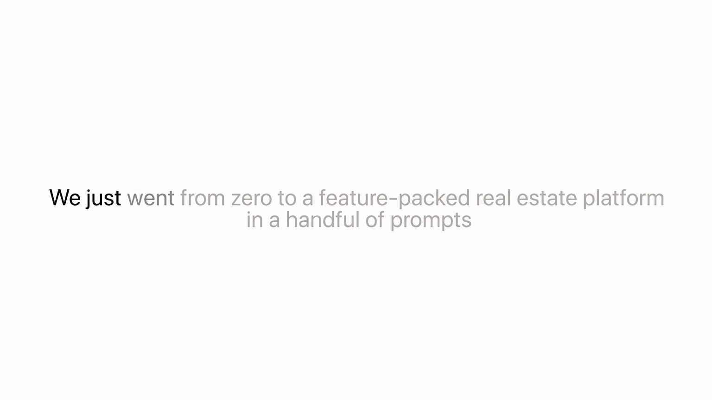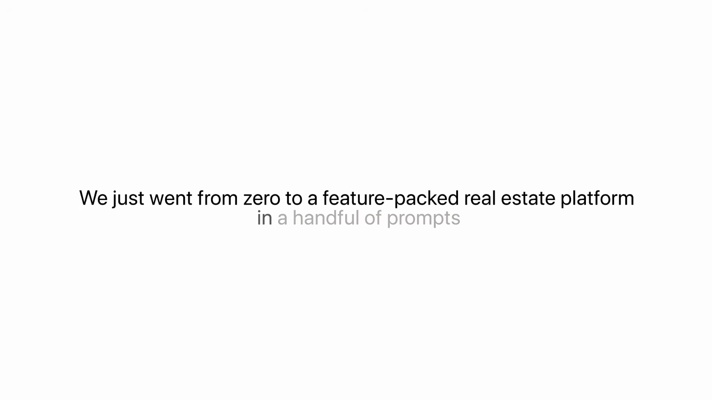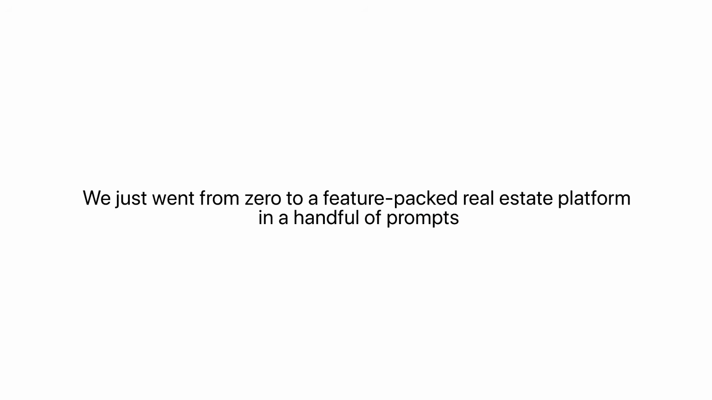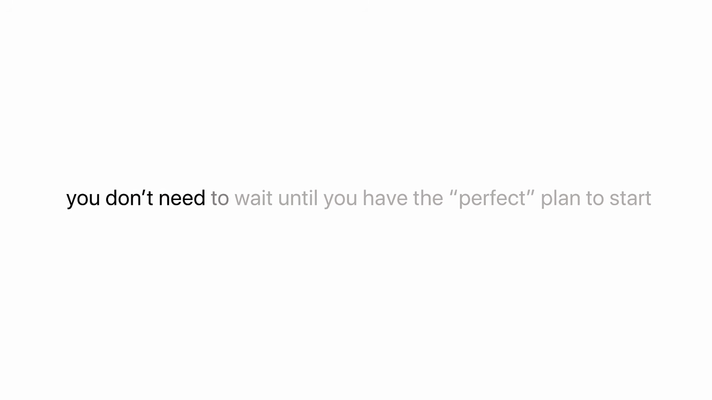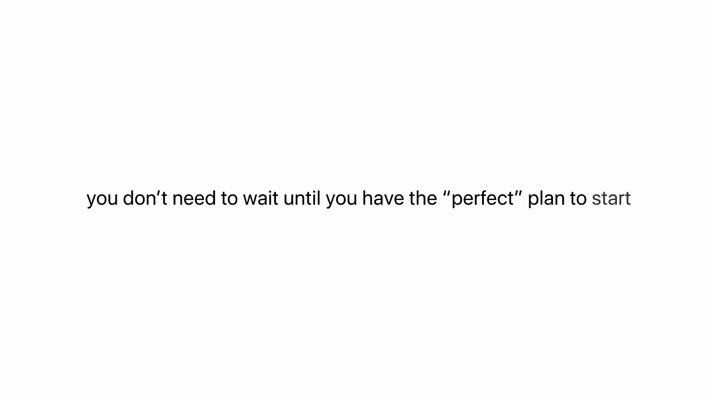And that's the entire build. And we just went from zero to a feature-packed real estate platform in a handful of prompts. We had no big team, no endless coding hours, just smart tools and a bit of creativity. Now, what's wild is that every step we added, from Google Maps to AI chat to Stripe checkout, it wasn't months of work. It was just stacking smart prompts until the app started feeling real. And that's the whole point here. You don't need to wait until you have the perfect plan to start. You just build, you just test, and then you keep on layering in.